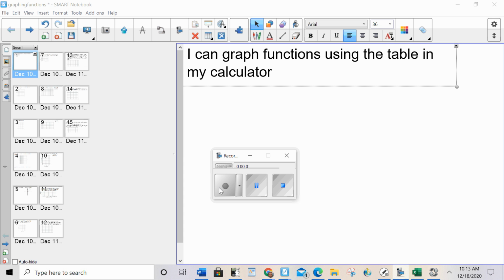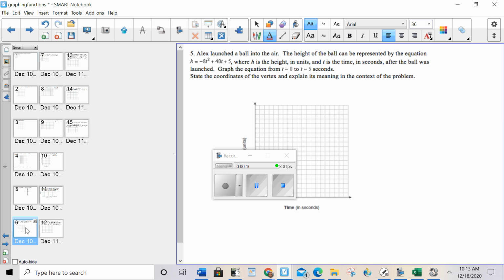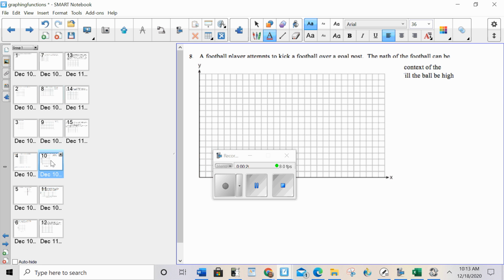Hello, everybody. This is a monster lesson that we're going to start. I'm actually going to break it into two pieces. So today is going to be part one of I can graph functions using the table in my graphing calculator. This will be numbers 1 through 8.